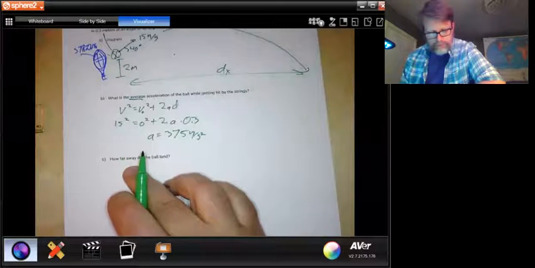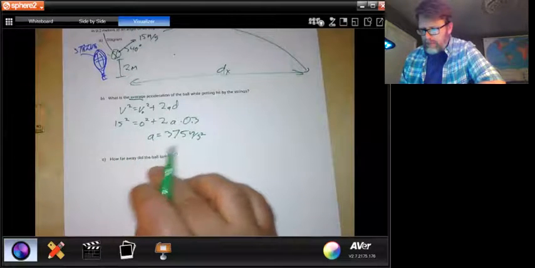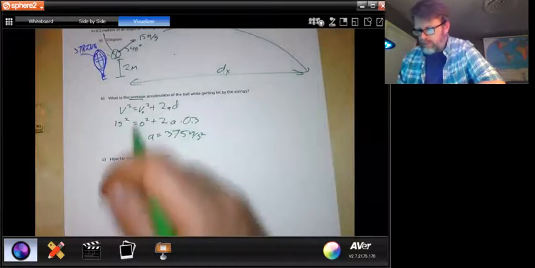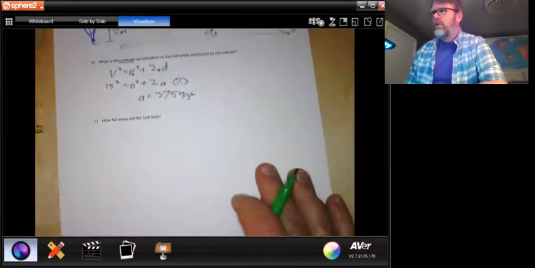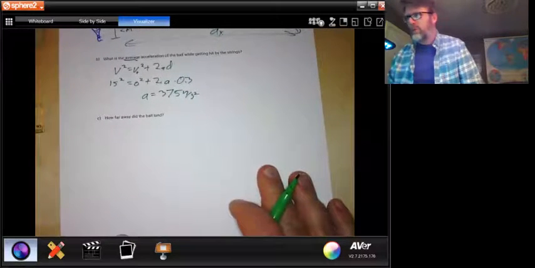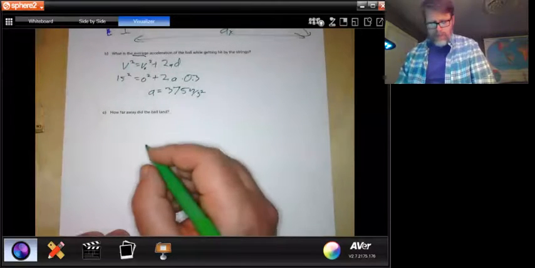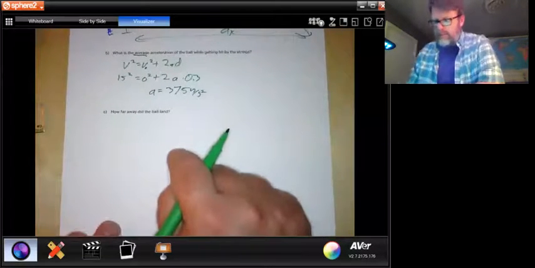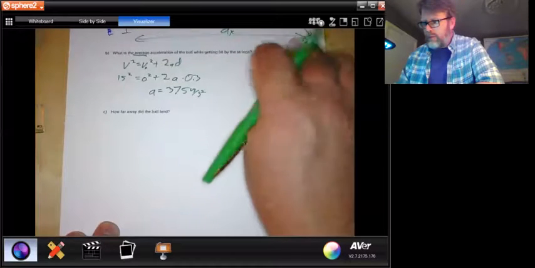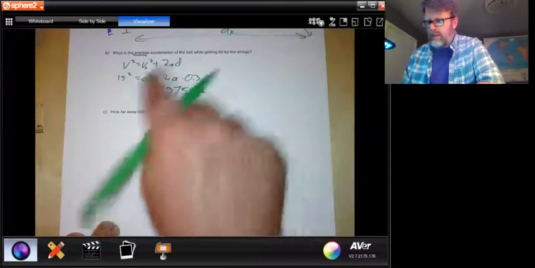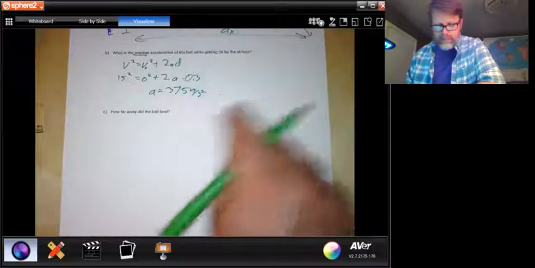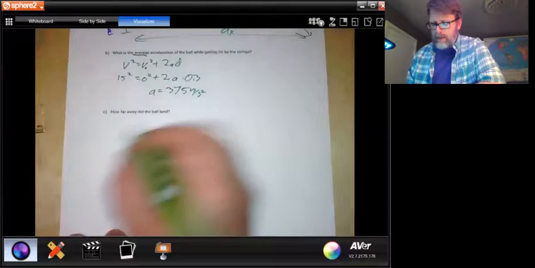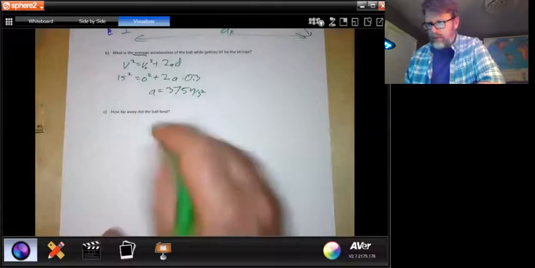So next up, how far away did the ball land? Well, there's a reason why I gave you a bit of real estate here to work on this. Notice we didn't have time, and that's just kind of a thing I like to know. Some people, by the way, solved for time and then found a different way to find acceleration. That's fine, because we need to know time either way.